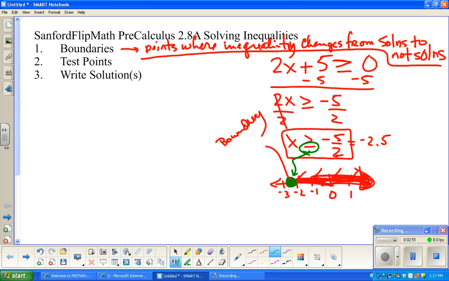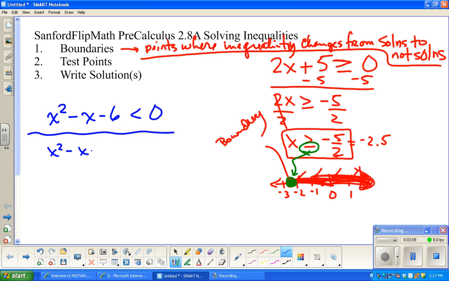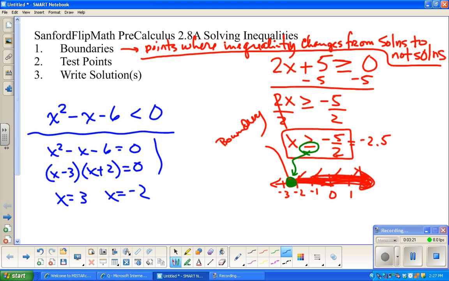Okay. Well, what happens when we're talking about something a little more interesting, like for instance, x squared minus x minus 6 less than 0? Well, if it was equal to 0, then I would actually factor this, and I would get x equals 3, x equals negative 2. Well, the problem is that I can't just take this down that little list and just apply it here and here, and that's a common mistake. You can't do that because we don't know how these two factors interact with each other.